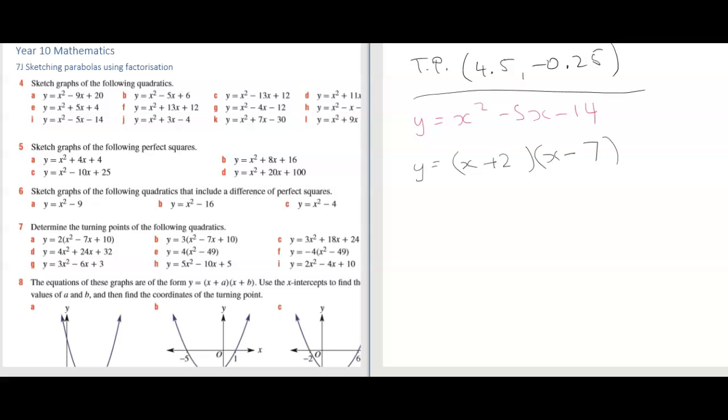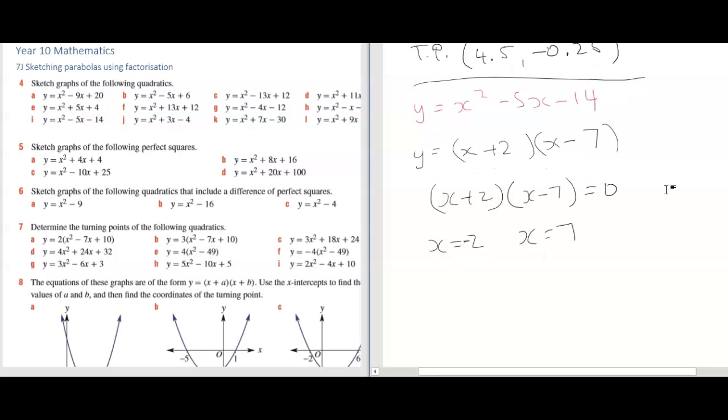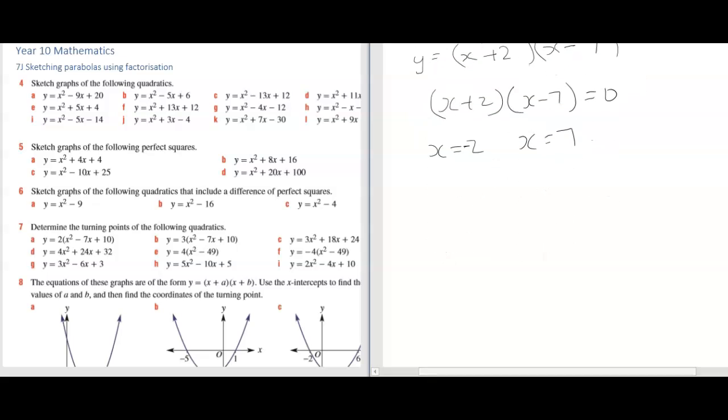Now to find your x-intercepts, we let y equal 0. So we're going to have x plus 2, x minus 7 equals 0. So hopefully by this stage you can just say, all right, x equals negative 2 and x equals 7. So they're our two x-intercepts.